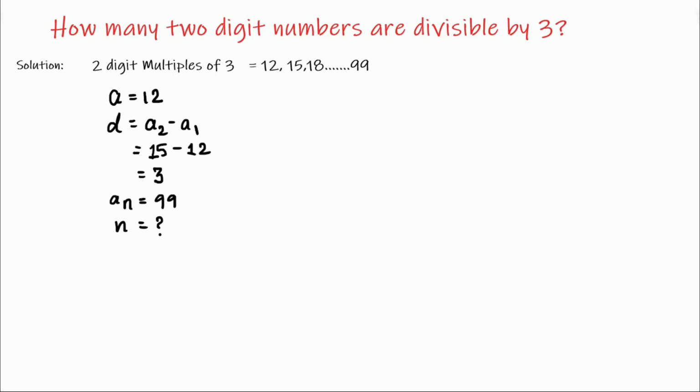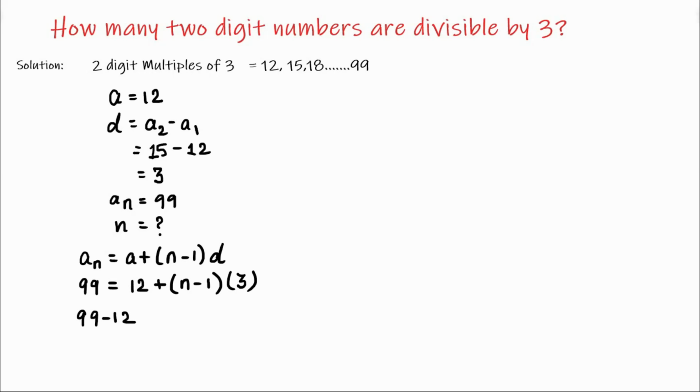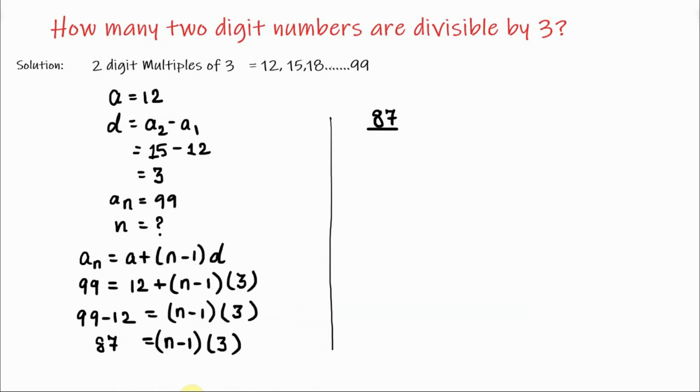So by using the formula an equals a plus n minus 1 times d, we substitute the values in this given equation and we obtain 99 equals 12 plus n minus 1 times 3. 99 minus 12 gives n minus 1 times 3. 87 equals n minus 1 times 3. 87 by 3 equals n minus 1.